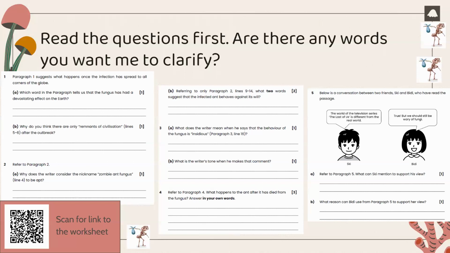Okay, apt. Let me circle it. Apt should be, I think, question two. All right, anything else? Just type it in the chat. Perfectly fine. Okay, remnants. Remnants should be this one. Good. Okay, insidious. Okay, about 30-ish more seconds.